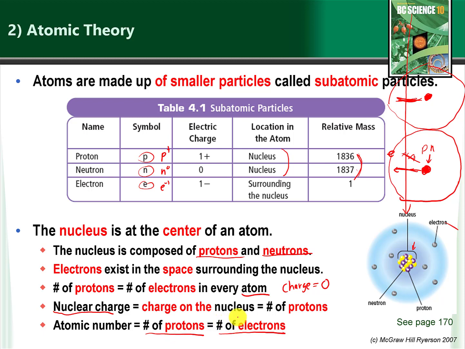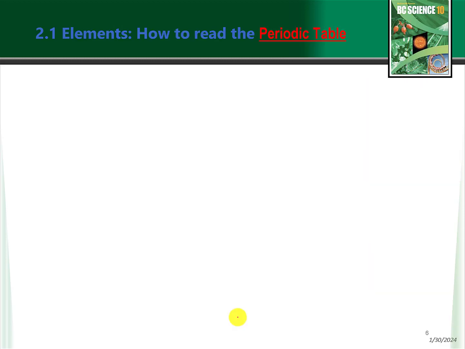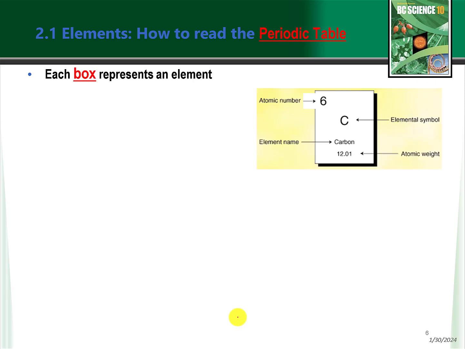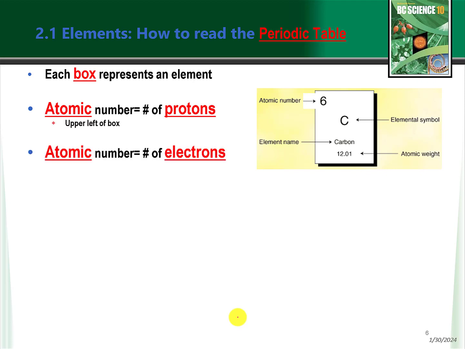Okay, could be the protons, could be the electrons. So let's see this in action. How do we read a periodic table? You don't have this slide. This is a memory from Science 9.